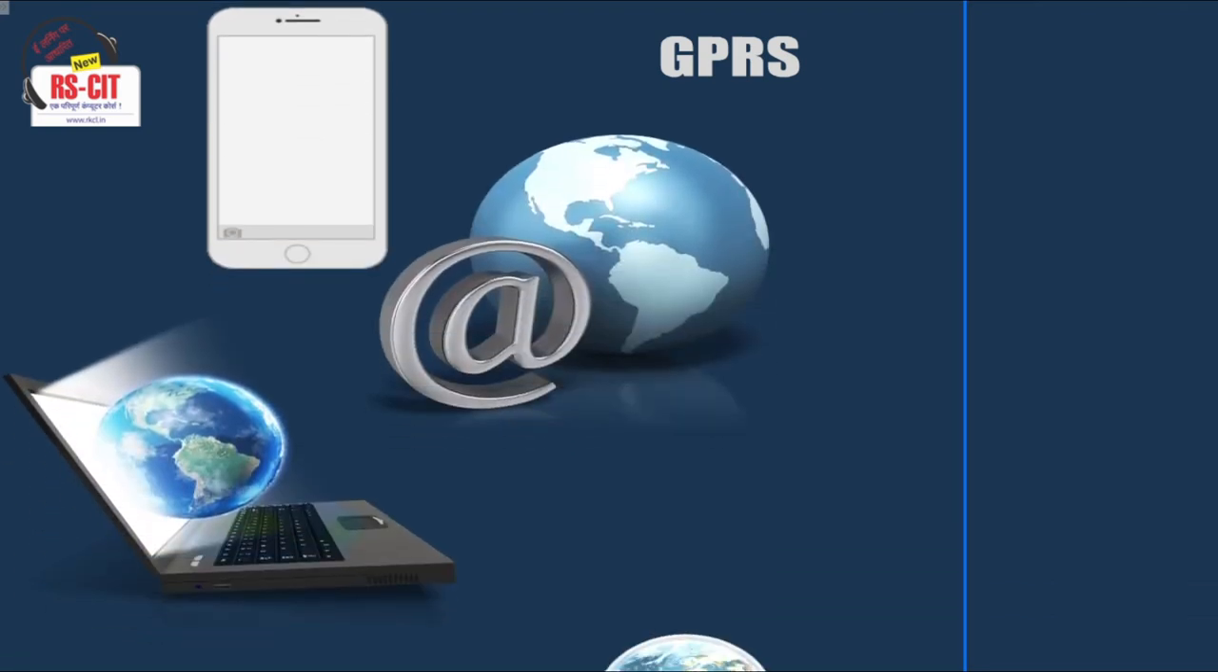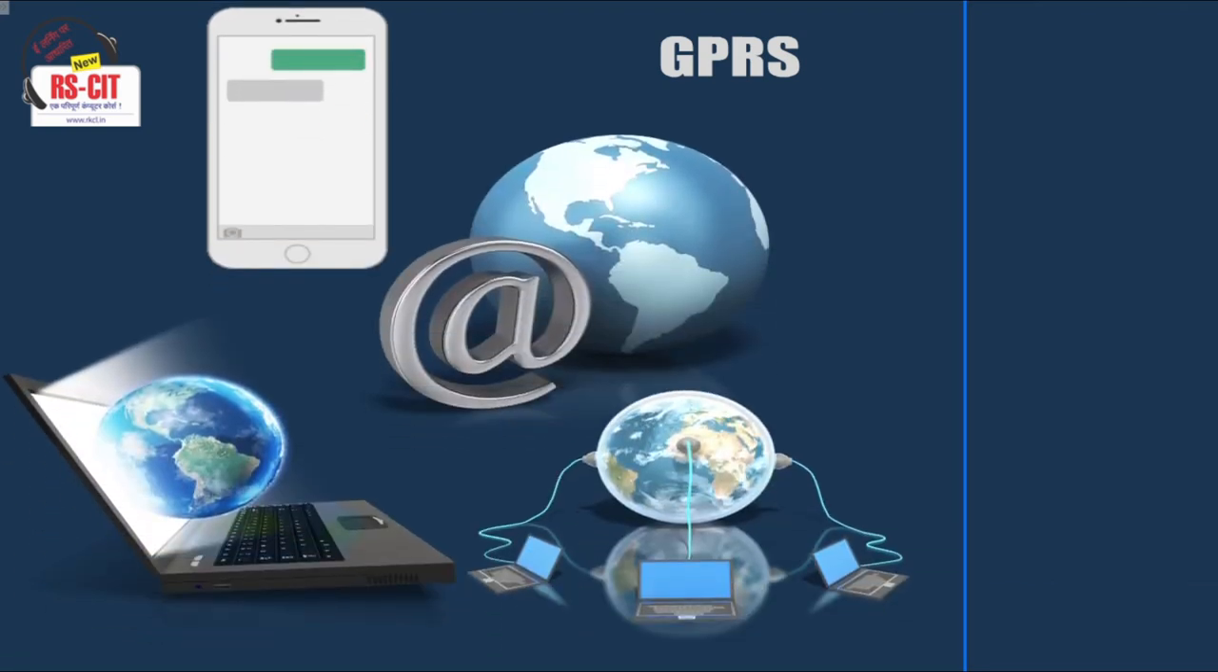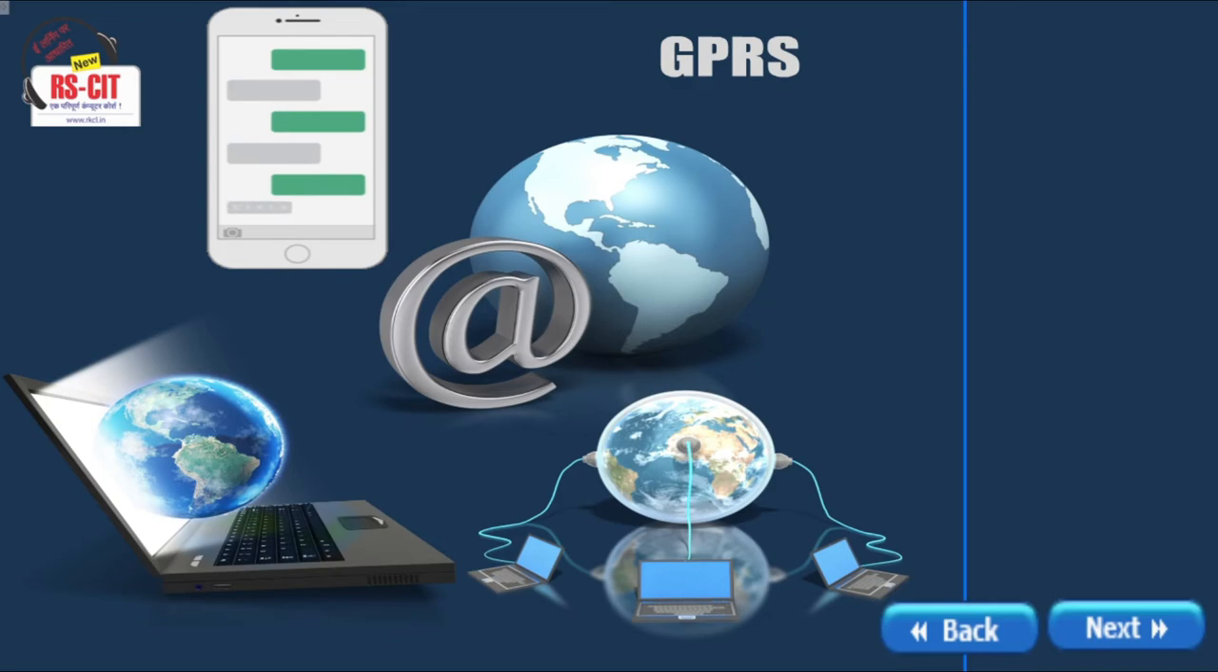GPRS, General Packet Radio Service. GPRS is a data service technology that enables 2G telecommunication networks to provide services other than voice calls. These services include access to email, multimedia messaging, and a somewhat limited access to the internet. It was mostly used by old mobile sets. GPRS communicates with terrestrial cellular towers.